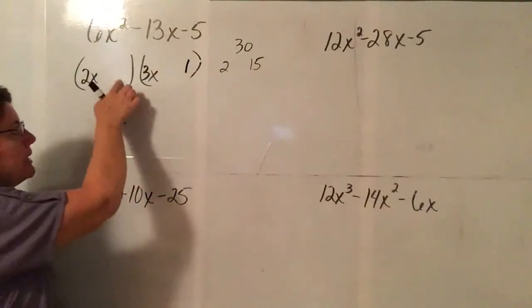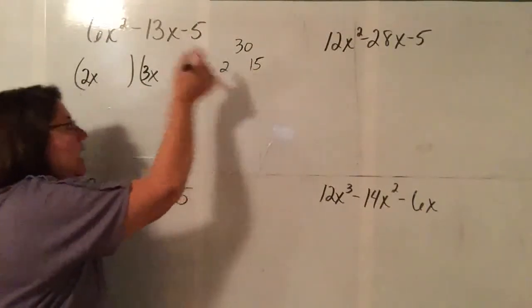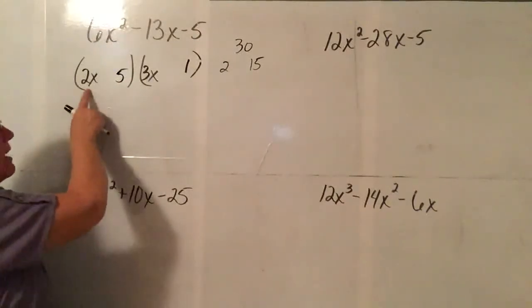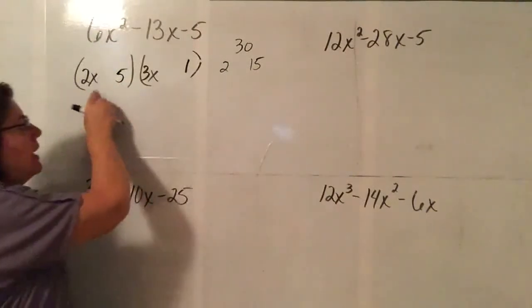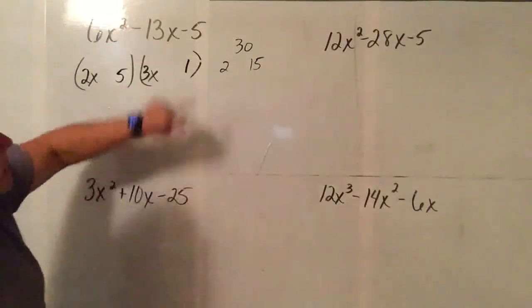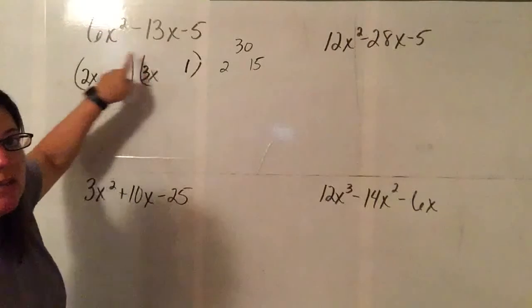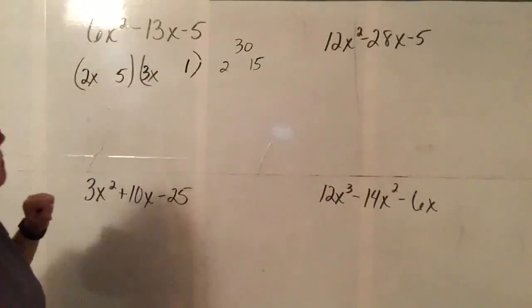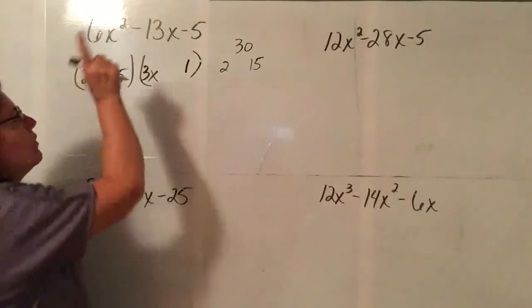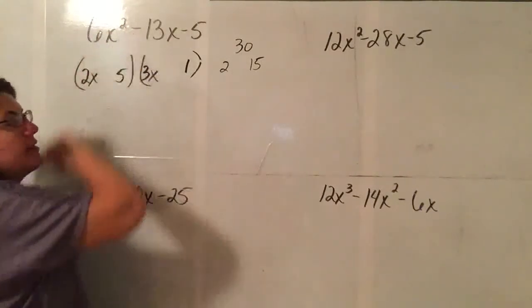3 times what gives us the other number, 15? Well, that's a 5. So we've got, our outside terms are 2 and 15. See that? Think about our signs. The minus tells me these are different signs. Okay? Well, if they're different signs, we know the big number gets the minus.